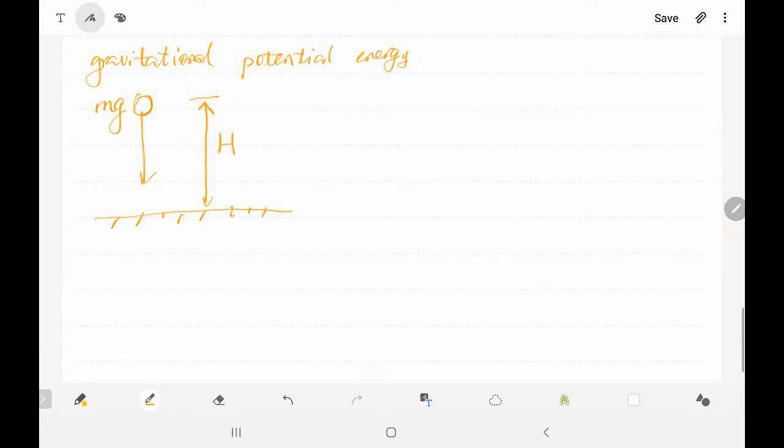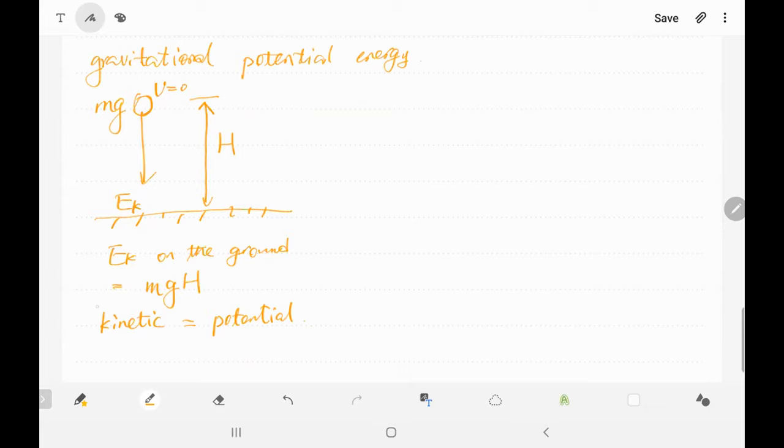And if the initial kinetic energy is zero, the velocity at the initial position is zero, then the kinetic energy on the ground will be equal to the gravitational potential energy, that is mg times h. And this is based on energy conservation, the change of kinetic energy equals the change of potential energy. Kinetic energy equals the potential energy.